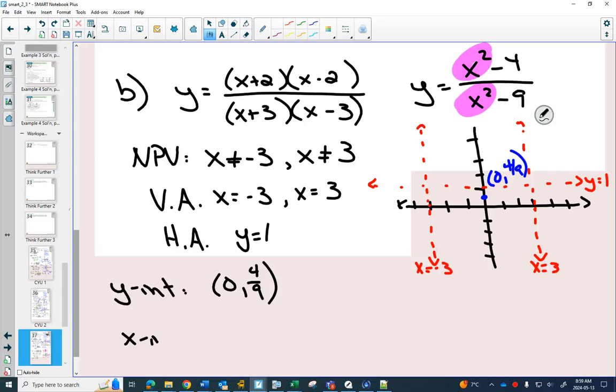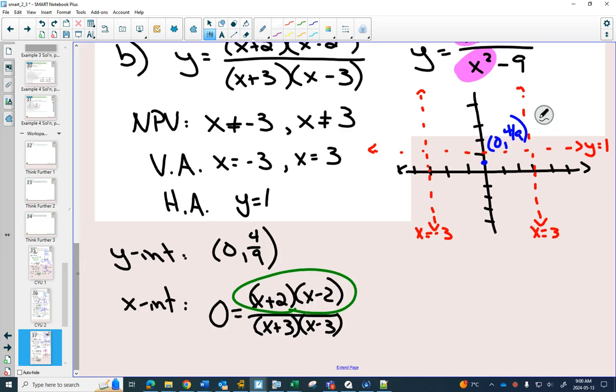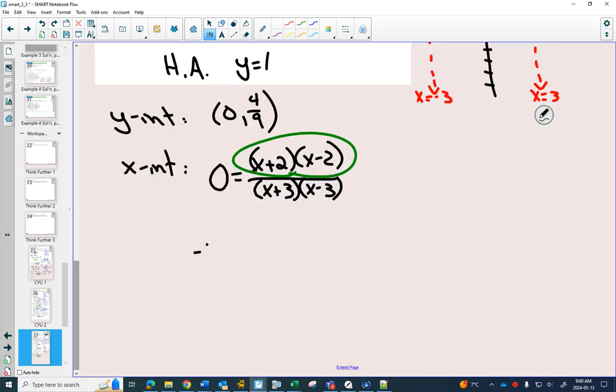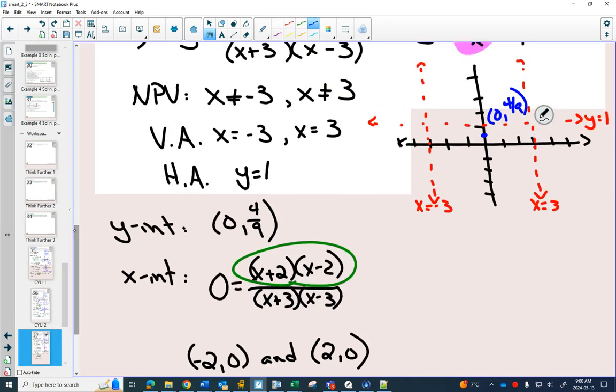X-intercepts, if I plug in 0 for y. Again, in a fraction, when you're trying to find out where it's equal to 0, you just have to look in your numerator. What would make your numerator equal to 0? And that's where the factored version is nice. You can see that it's equal to 0 at negative 2 and at positive 2. So I'll label those points on my graph.